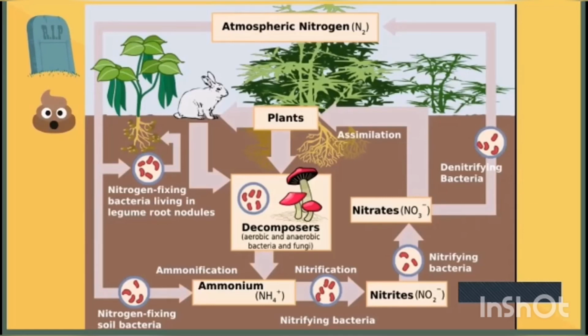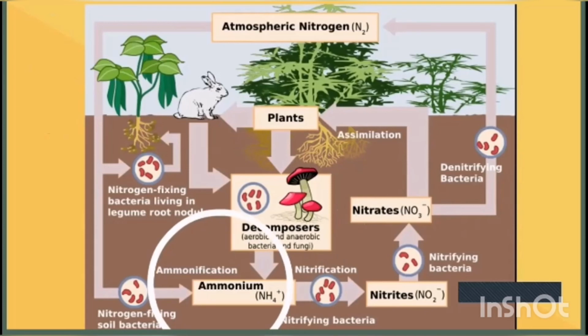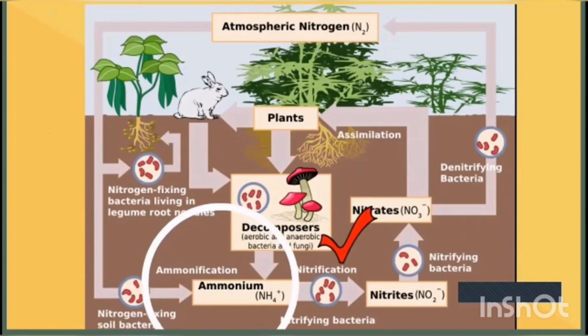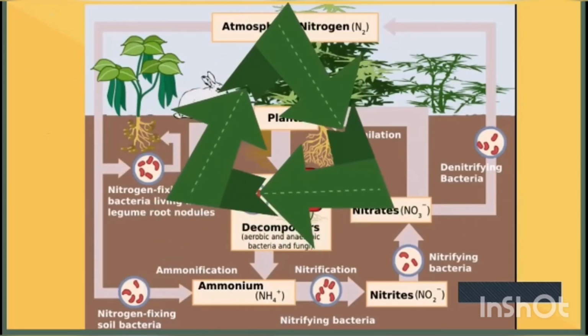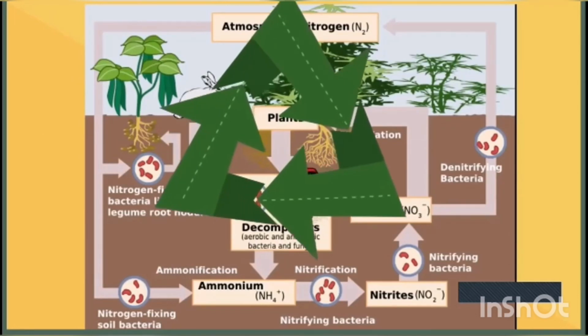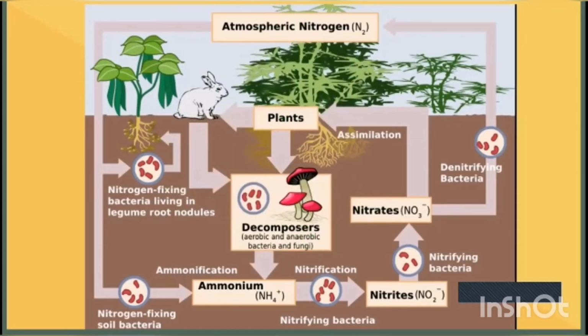Another type of bacteria then takes this, along with decomposers, and breaks down the nitrogen either in the waste or the dead animal, and by a process called ammonification, the nitrogen can enter the cycle once again at nitrification, and the cycle continues. I hope that helps with the nitrogen cycle, which is how nitrogen keeps recycling itself.